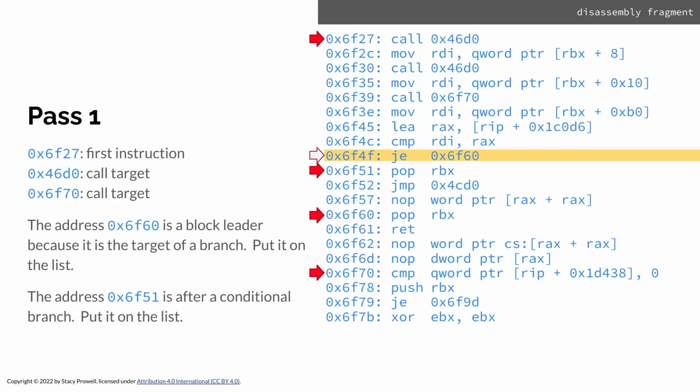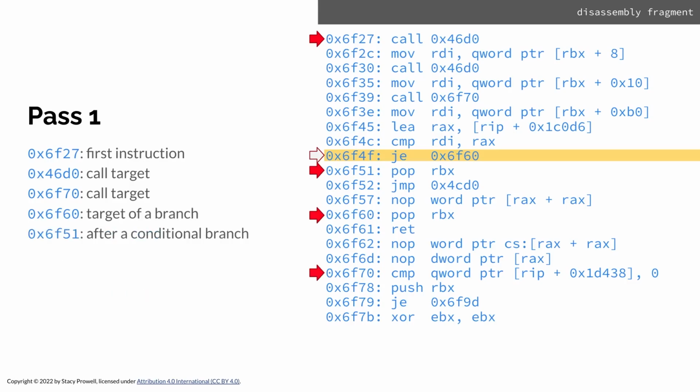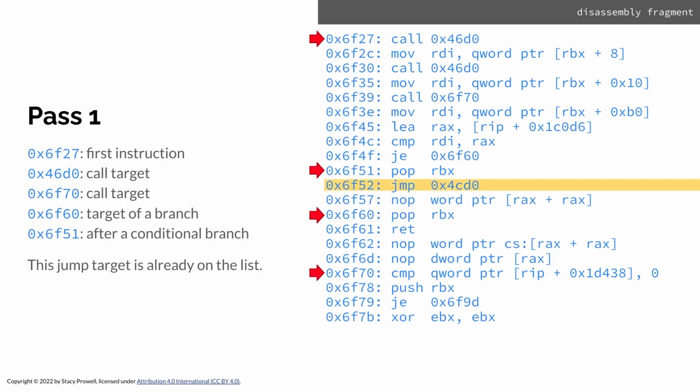But in addition, we might not take the conditional branch, which means the next instruction, the next address, 6Fox51, is also a basic block leader, and so we'll have to add it to the list as well. And so now we have 5 things in our list. Continuing on. Pop, we already know this line is a leader, but pop by itself doesn't add any information. And now we encounter a jump. Jump to 4CD0. So 4CD0 is in fact a basic block leader.